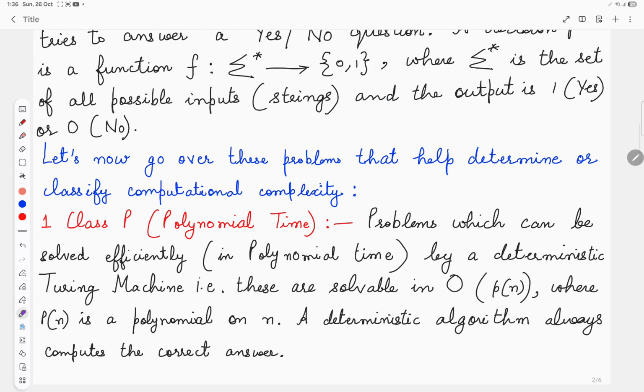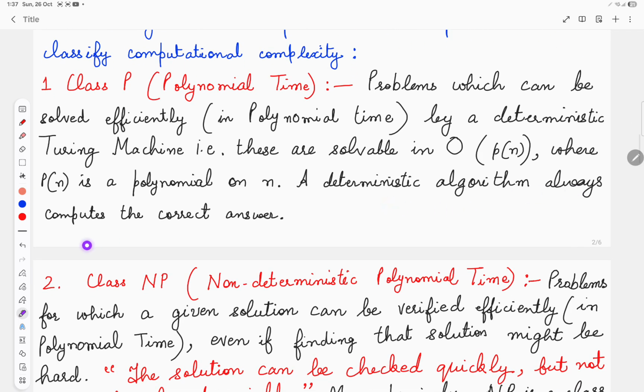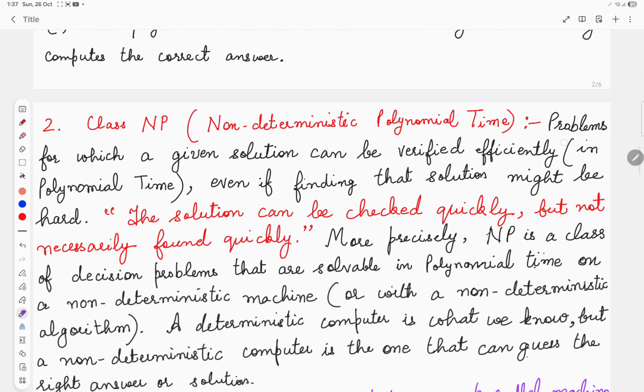Now let us try to understand the problems that help determine or classify computational complexity. As I just described previously, there is a class P type of problems which can be solved efficiently by a deterministic Turing machine. That is, these are solvable in big O of P(n), where P(n) is a polynomial in n. A deterministic algorithm always computes the correct answer.